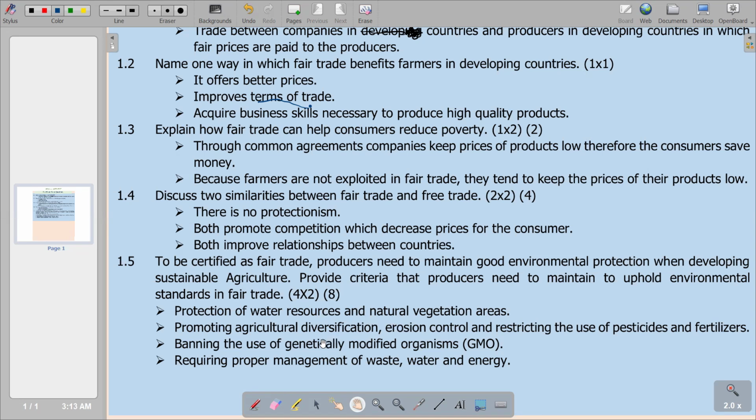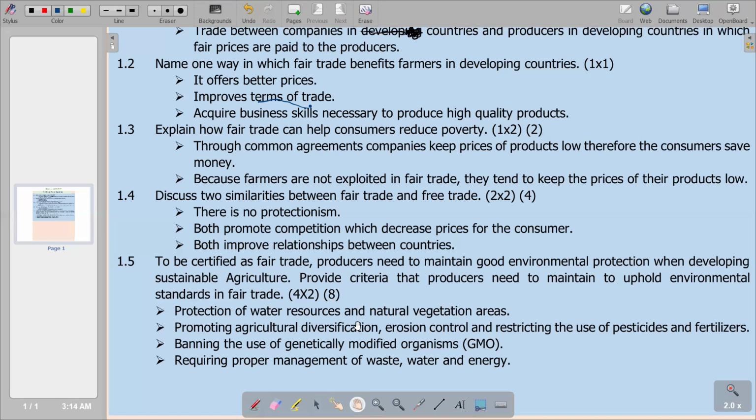The second point is promoting agricultural diversification. Agricultural diversification is producing different forms of agriculture. For example, you are doing agronomy, you do livestock, and horticulture. So that is diversification. Do not only concentrate on one method of agriculture, maybe agronomy only. With diversification, you are widening your options in the production processes, in particular in the agriculture sector. So promoting agricultural diversification, erosion control, and restricting the use of pesticides and fertilizers. So this is the second point that we have.